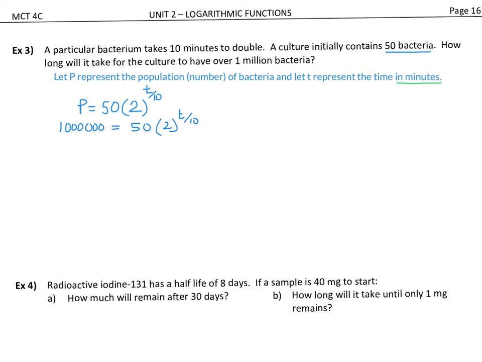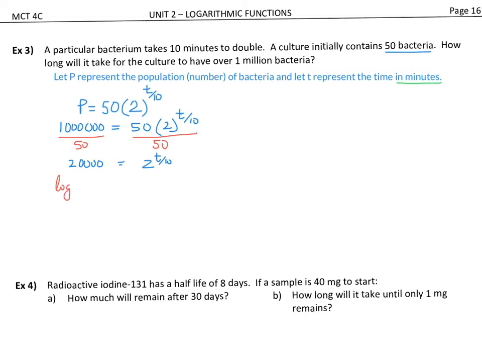All right, now I want to solve for that exponent. To be able to do that, I'm going to start getting t by itself, but the first thing I'm going to undo is the times by 50 by dividing both sides of the equation by 50. 1,000,000 divided by 50 is 20,000, and that's going to equal my 2 to the exponent t over 10. Now, to get that t out of the exponent, to be able to actually solve that, we're going to take the common log of both sides.